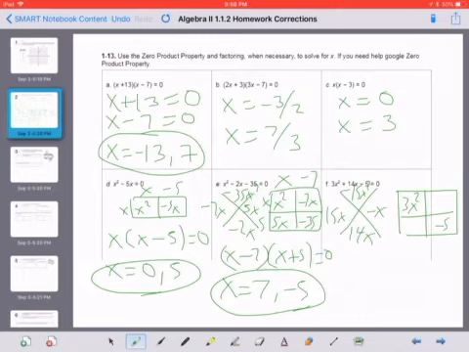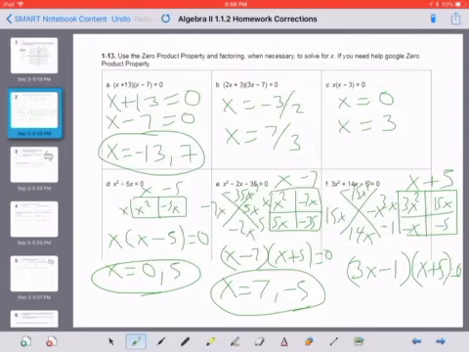So I'm going to have 15x, negative x. So I have 3x and x, 5, so 3x plus 5, and then negative 1. So then I get 3x minus 1 and x plus 5 equals my 0. So I know that x is going to equal 1/3 or negative 5.